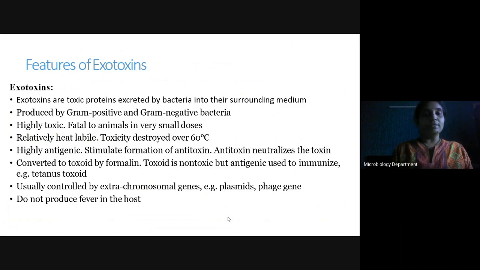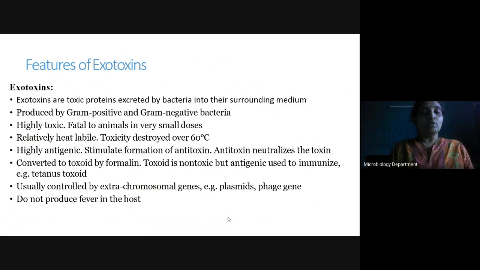And we can convert this exotoxin into toxoid form with the help of some chemicals like formalin, and we can use this toxoid as a vaccine also. The toxoid means it is non-toxic to the host, but it can stimulate the immune system. So such type of toxins we consider as toxoid. The tetanus toxoid is one example that comes under toxoid vaccination.